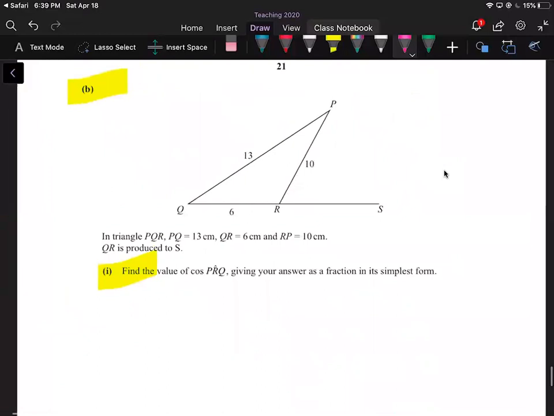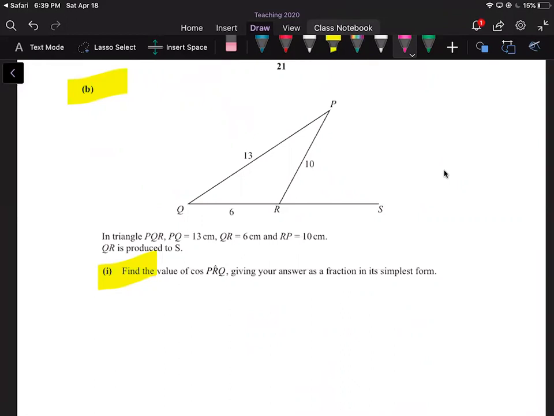Last one. In triangle PQR, PQ is 13, QR is 6, and RP is 10. It's given in your diagram. QR is produced at S. So find the value of cosine PRQ, giving your answer as a fraction in its simplest form. Ini soalan ini tiap tahun keluar. Dia silap Ustazah masa first monthly test pun ada keluar.